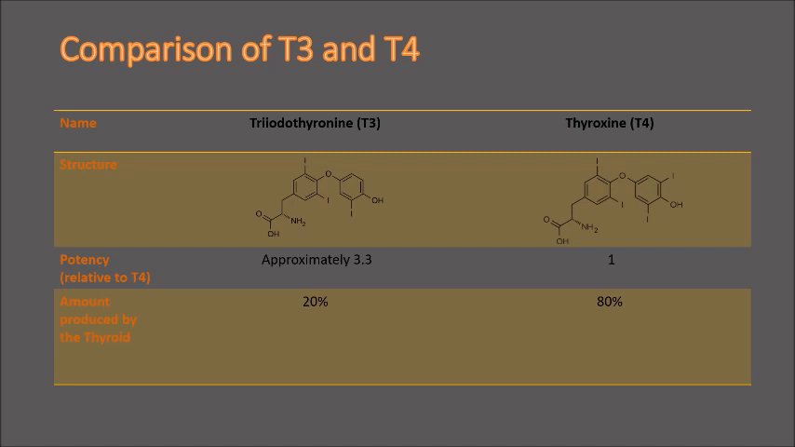Potency and amount produced by the thyroid vary quite a bit between the two. If we look at the potency, we're looking relative to T4, so we assume T4 has a potency of 1. Triiodothyronine, or T3, is approximately 3.3 times more potent than T4. And inversely, we're going to have less produced by the thyroid. So the amount produced by the thyroid differs: T3 is about 20% of the output, and 80% is actually T4. So those are the main differences between the two hormones produced by the thyroid.